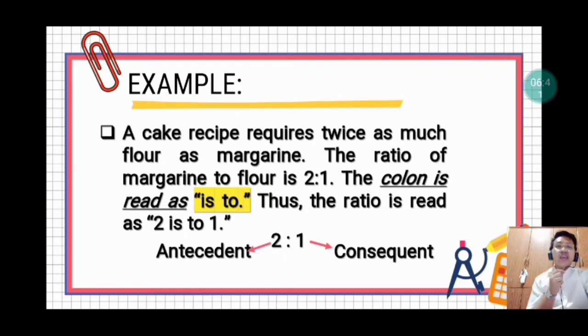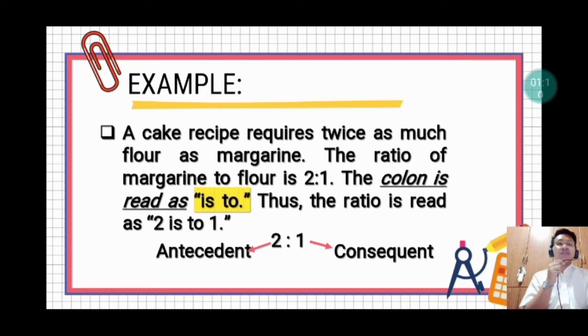So, the 2 here describes the amount of flour, okay? As it says in our problem, a cake recipe requires twice as much flour as margarine. So, twice means 2. Therefore, the amount of flour is 2. However, the amount of margarine in our statement is only 1. Therefore, the 1 in our ratio describes the amount of margarine. Understood? All right. Very good.